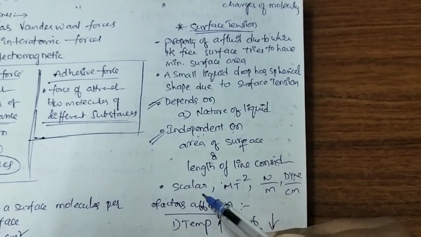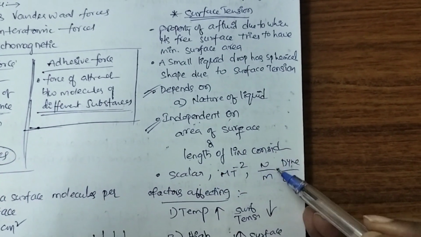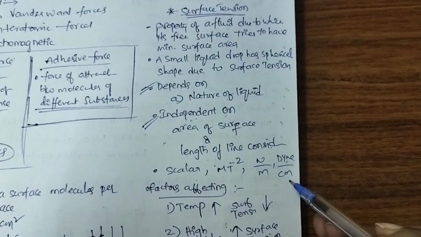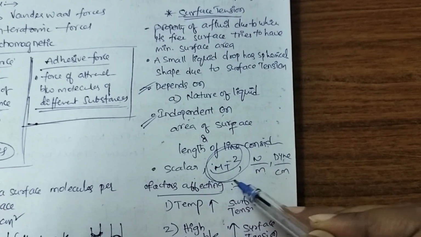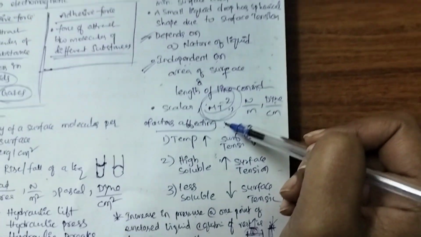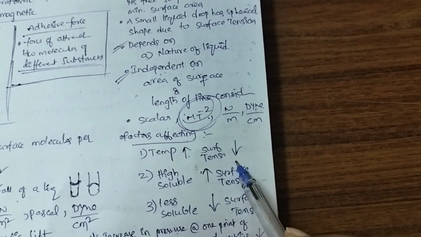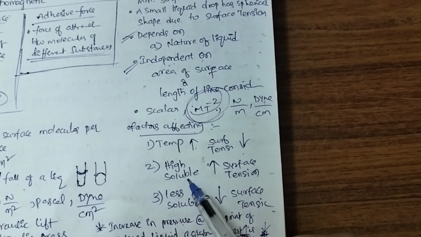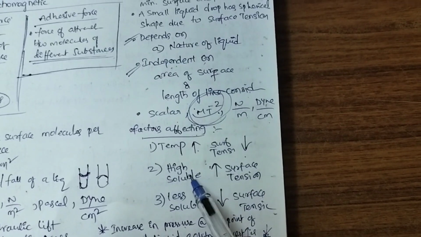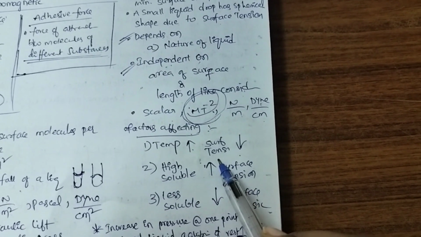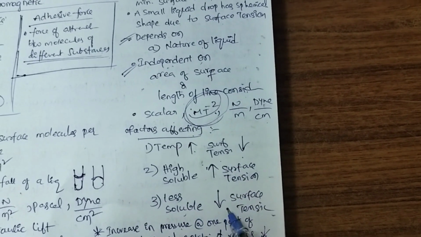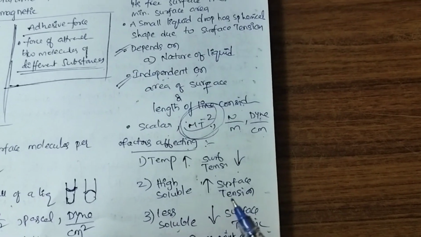Surface tension is a scalar quantity. Its units are Newton by meter or dyne by centimeter. What is its dimensional formula? What are the factors affecting the surface tension? If temperature increases, surface tension decreases. If it is highly soluble in the water, then surface tension increases. When it is less soluble, then surface tension decreases.